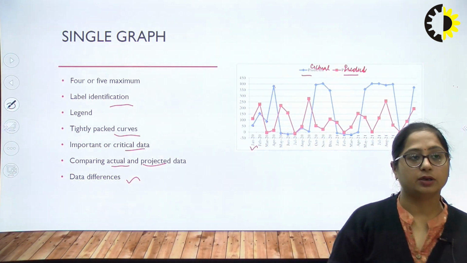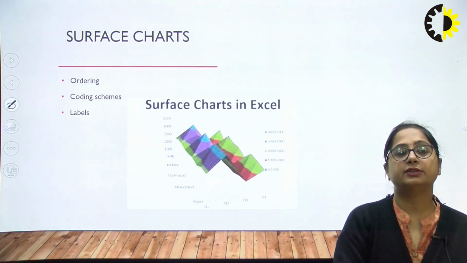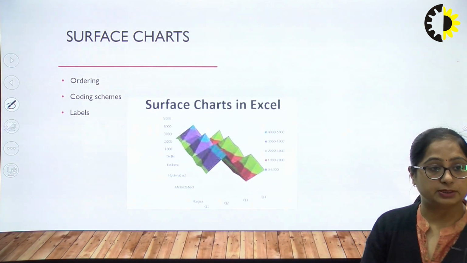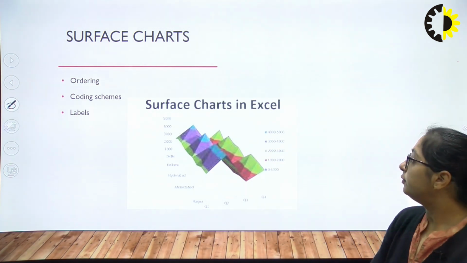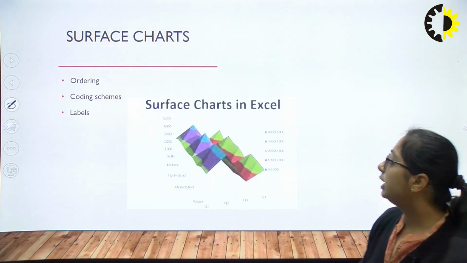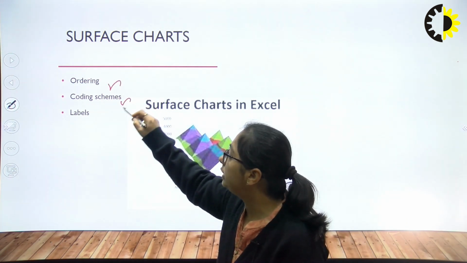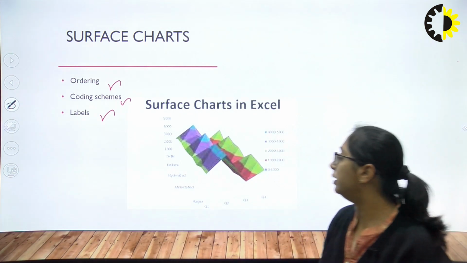So let's discuss the surface chart. Surface charts are used basically in 3 dimensions. For surface charts we have to define the ordering, we have to define the coding scheme, and we have to define the label.